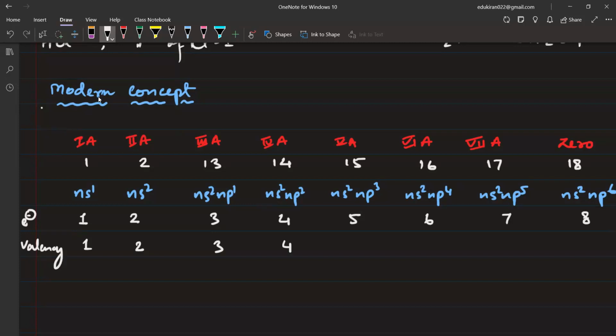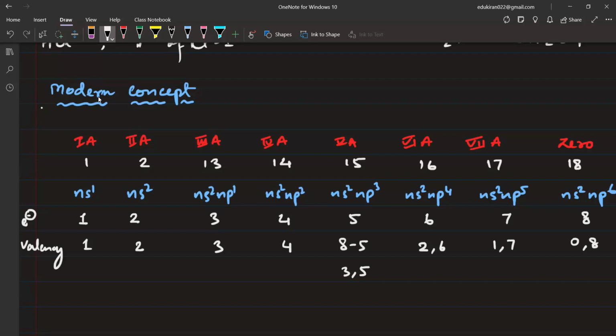Now here, you can have two valencies. Here you can have 5 as well as 8 minus 5, which is 3. So you can have 3 and 5. Here you can have 2 as well as 6. Here you can have 1 as well as 7. And here you will not have anything; you'll have either 0 or 8.